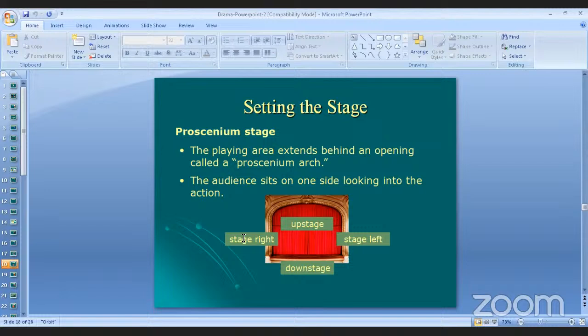Then we also have staging or stage directions, where the dramatist this drama, which is actually distinct from other literature because it is performed in front of an audience by actors to tell a story along with the use of a set, lighting, music, and costumes.